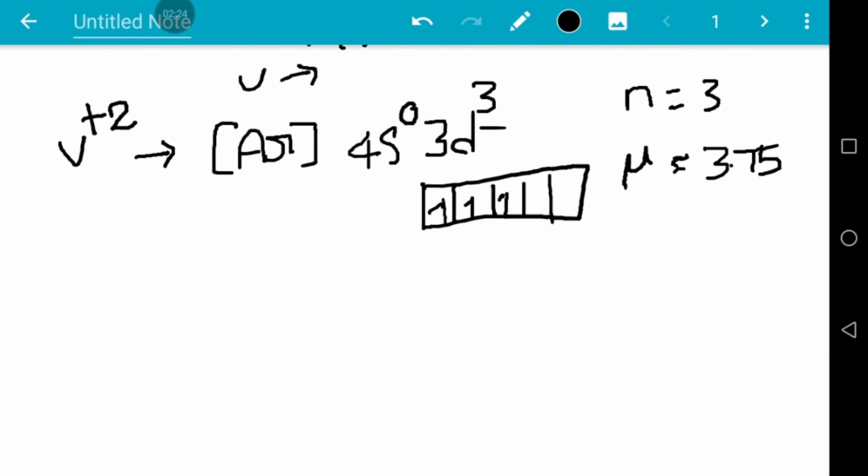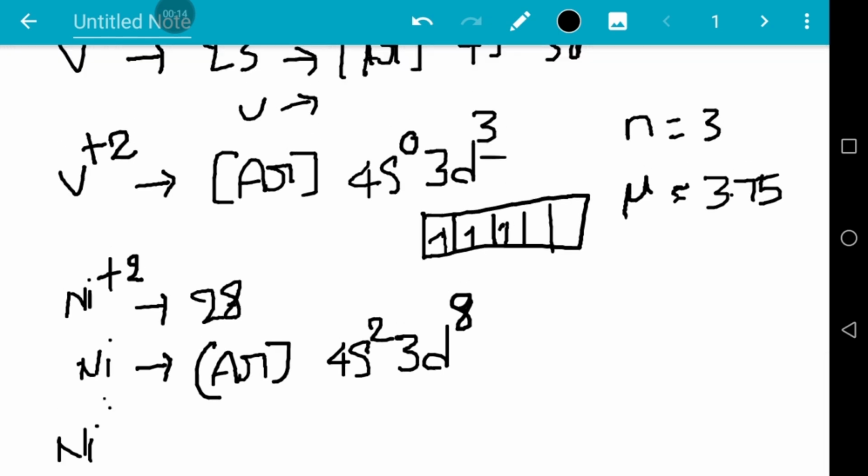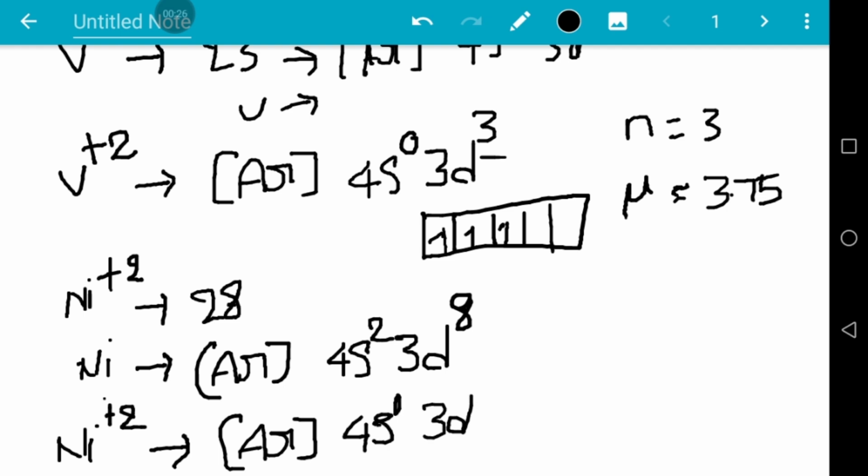Next, the third one is Ni plus 2, nickel plus 2. The nickel atomic number is 28. What is the nickel configuration? Argon is 18, then 4s2 and 3d8. They gave the Ni plus 2 configuration, which means we have to remove 2 electrons. Removing the 2 electrons from the 4s orbital gives argon, next 4s0 and 3d8. So this is the configuration of Ni plus 2.